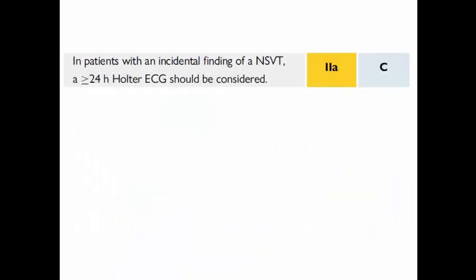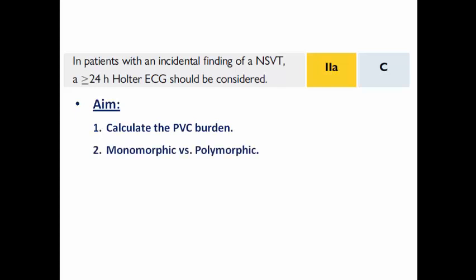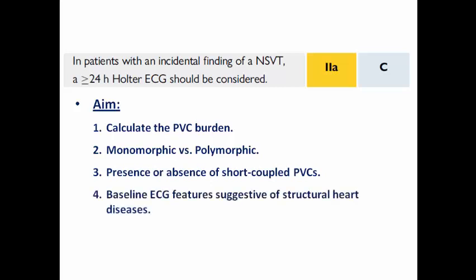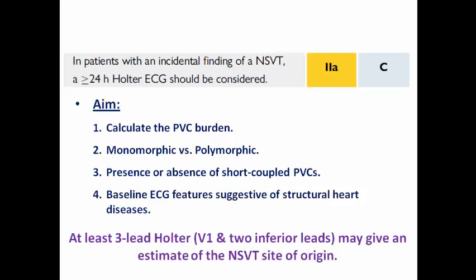So the specific recommendation for non-sustained VT is that they should have 24-hour Holter ECG, aiming to calculate the PVC burden, assess whether it is monomorphic or polymorphic, presence or absence of short-coupled PVC, and baseline ECG features suggestive of structural heart disease. And in this case, we can use a 3-lead Holter, like V1 position and 2 inferior leads, which may help us to give an estimation of the site of origin of the non-sustained VT.